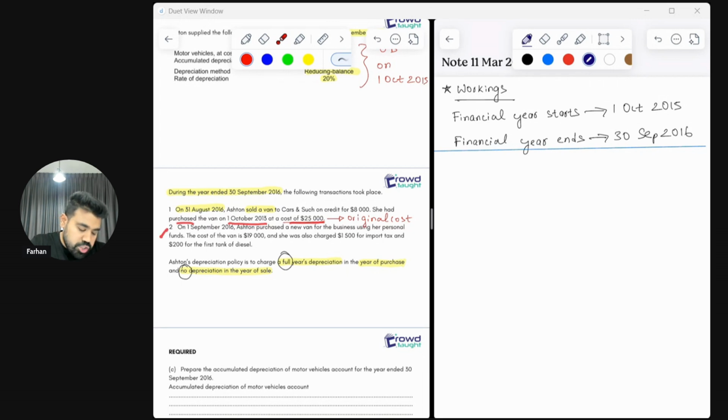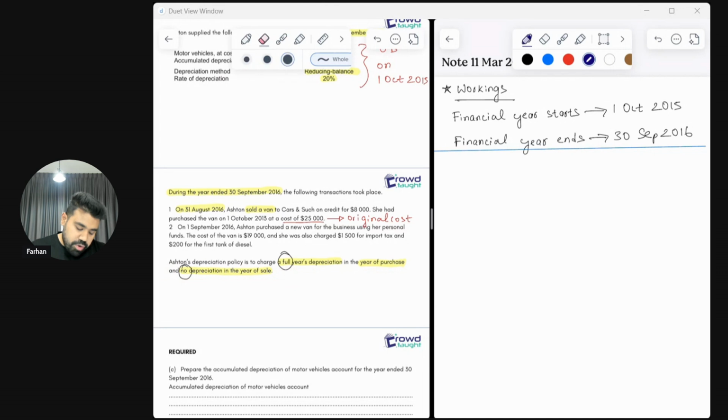The second transaction refers to the purchase of a new van on 1 September 2016. And this new van was purchased for the business using the personal funds of Ashton. The cost of the van is $19,000 and she was also charged $1,500 for import tax and $200 for the first tank of diesel. The company's depreciation policy is to charge a full year's depreciation in the year of purchase and no depreciation in the year of sale.